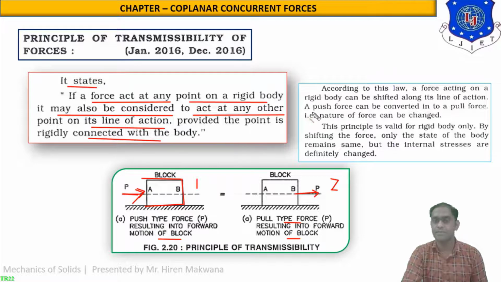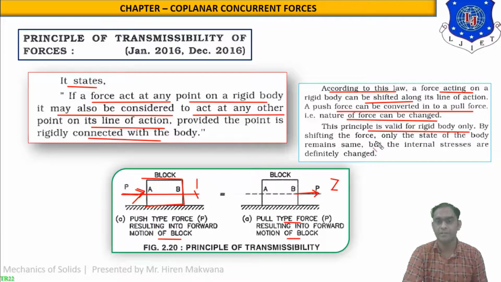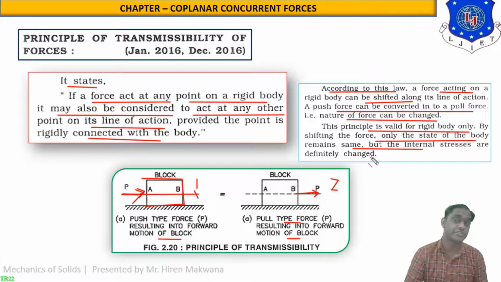Now let us see some description also. According to this law, a force acting on a rigid body can be shifted along its line of action. So you can see the force P is shifted along this line to point B. A push force can be converted into pull force, so the nature of the force can be changed. This principle is valid for rigid body only. By shifting the force, only the state of the body remains the same, but the internal stresses are definitely changed.